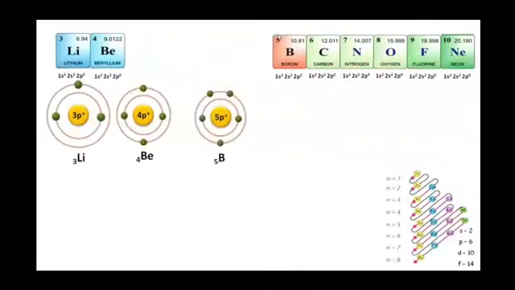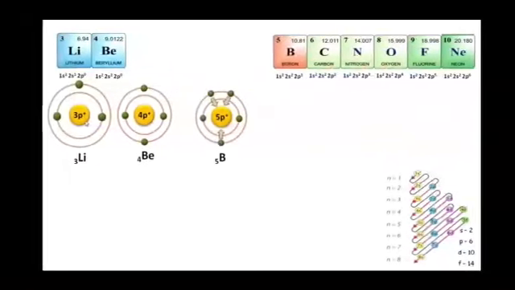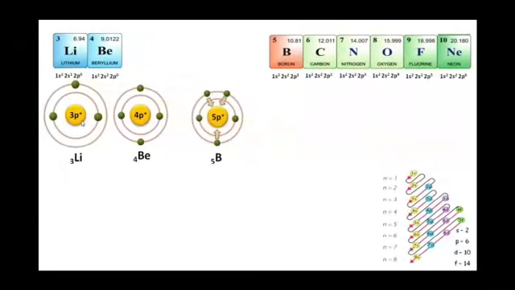Next, boron. Its atomic number is 5 and has 5 protons and 5 electrons. In the second shell, we have 3 electrons and the charge of the nucleus increases. It is 5 plus. Here, the 5 protons present in the nucleus will strongly attract the 3 electrons in the second shell.